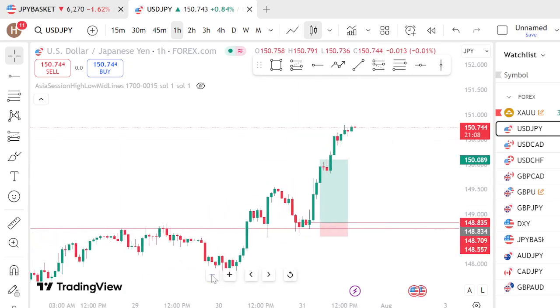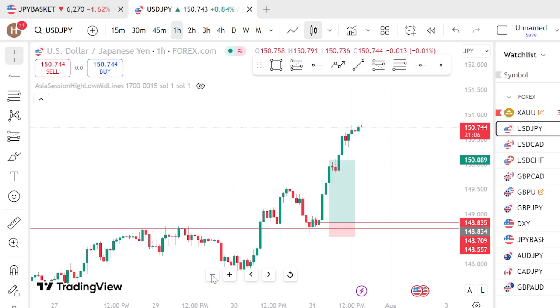So that's it. Daily rejecting daily. 4 hours rejected 4 hours. There was a breakout on 4 hours. Liquidity was swept and it rejected. And when we come to 1 hour, we saw the confirmation entry and then we play this. That's how simple it is.